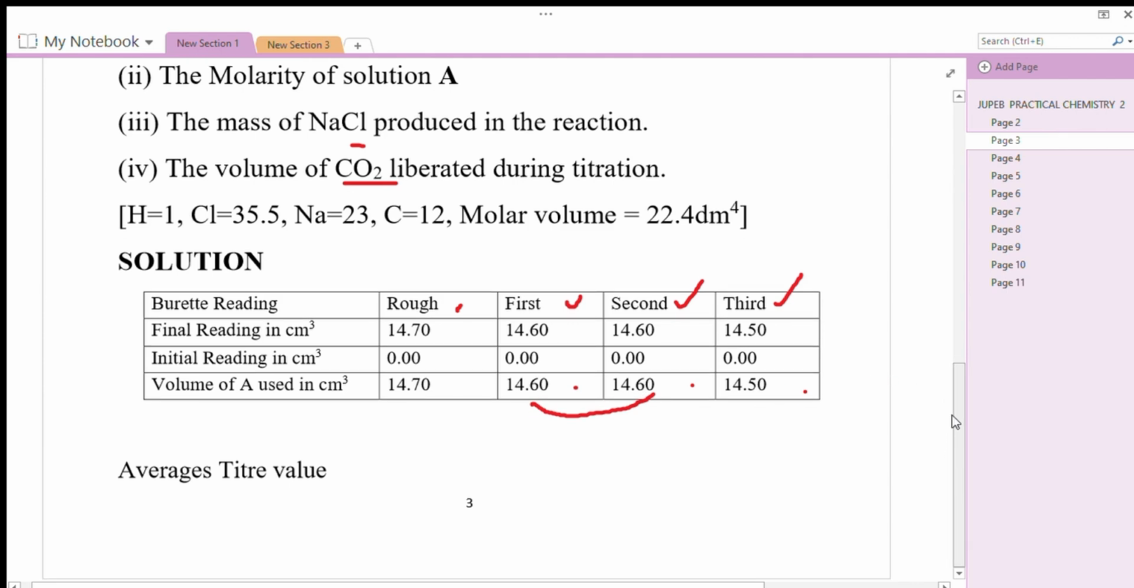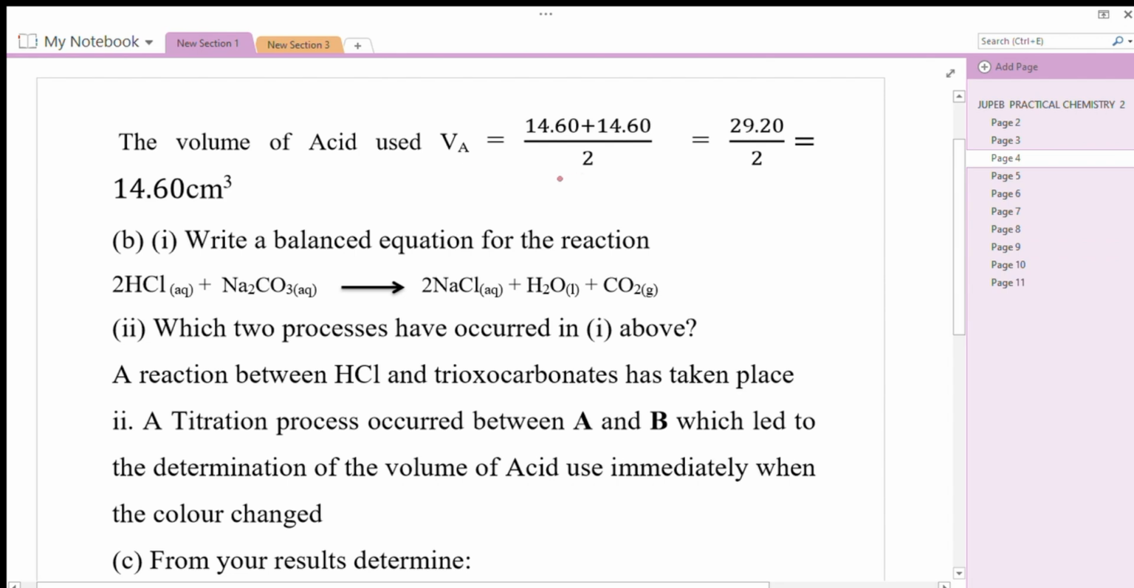So look at the 14.6 plus 14.6, giving me 29.2 divided by 2. I have my final answer to be what? 14.6. Remember, I told you the calculated value is what I'm going to be using throughout this calculation.